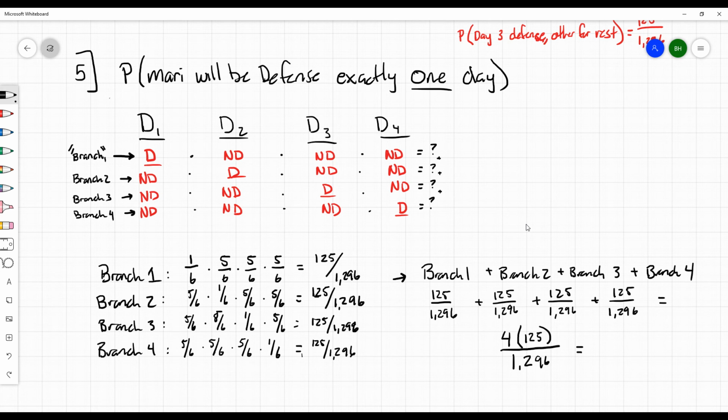So this is like a different way to do some math. So in this case, we're going to do 4 times 125, which is 500, over 1,296. So she has a 500 out of 1,296 chance of becoming a defense attorney.